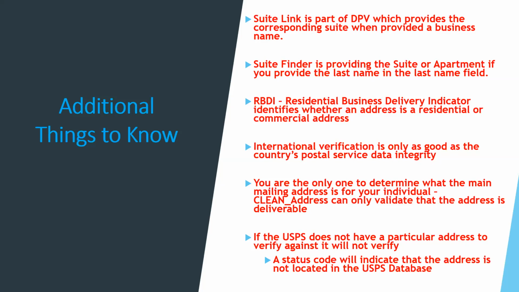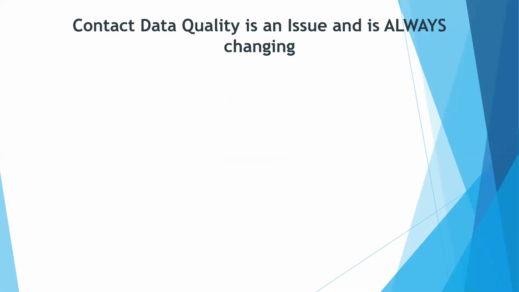RBDI will tell you whether or not an address is a business or a residence. We covered international verification. You're the one that determines where the address goes. You should try to set one address in every address record, not two. And if the USPS doesn't have a particular address, we talked about that before too.